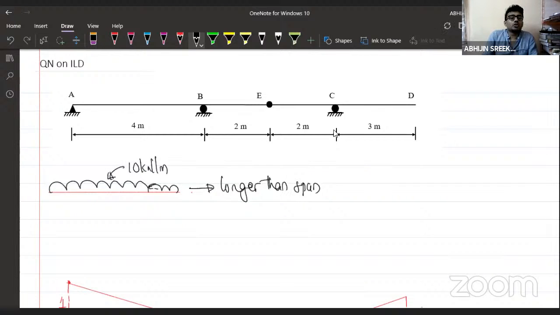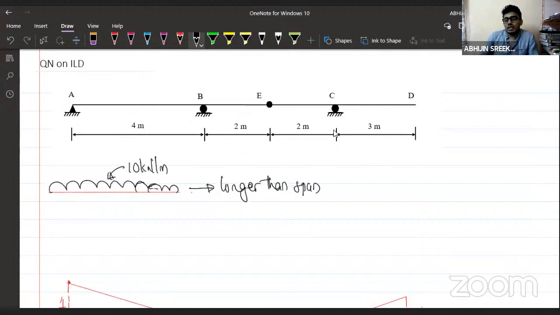What is the purpose of drawing ILD? You have to understand this. The purpose of drawing influence line diagrams is, as the name says, to see the influence of loads or moments on various force functions like reactions, bending moment, or shear force at various sections.